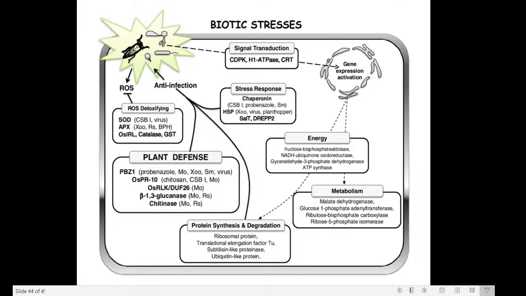Then reactive oxygen species are also produced. SOD, APX, and catalase help here. These are all reactive oxygen species related. This helps to avoid the biotic stress. For example, plants produce some anti-insect property, because those plants are producing resistance against that insect.